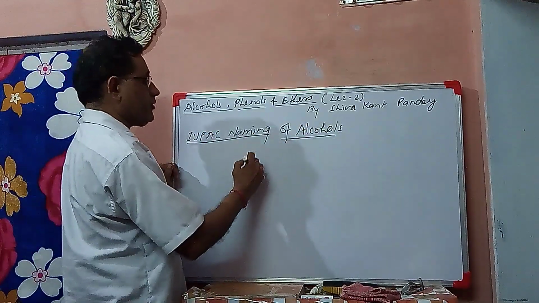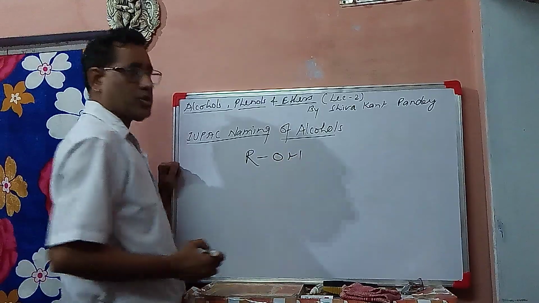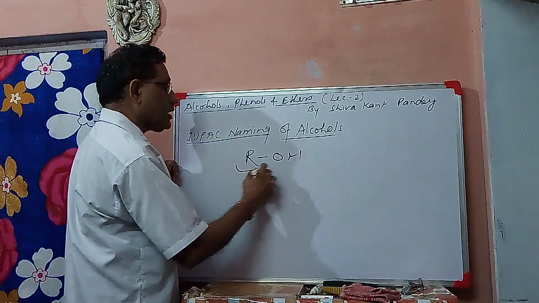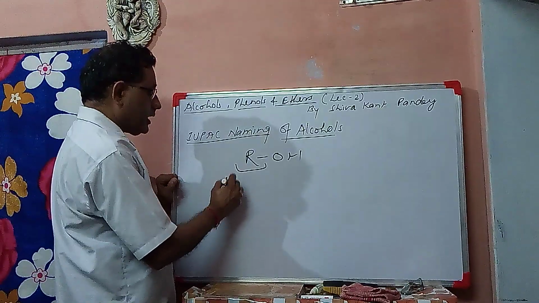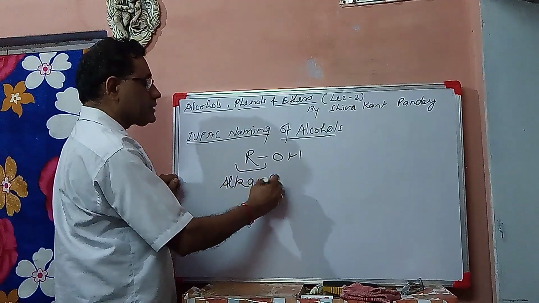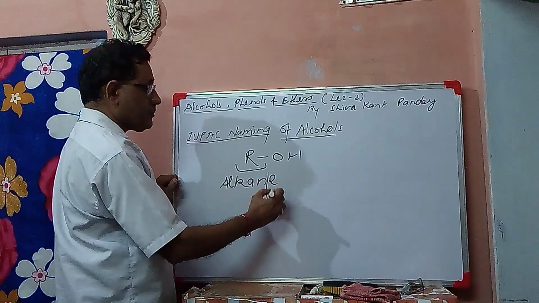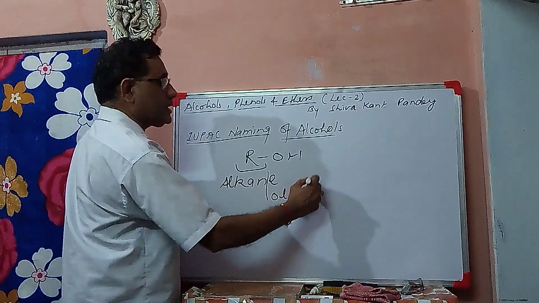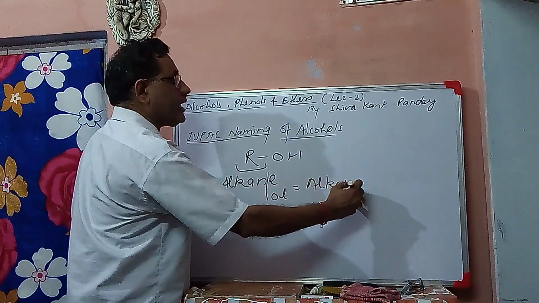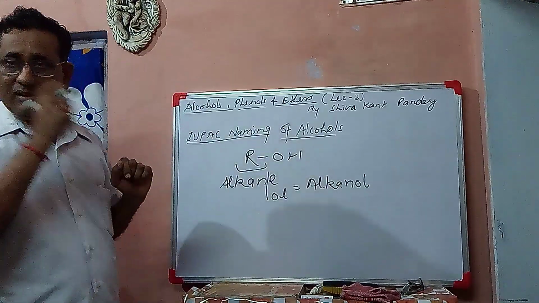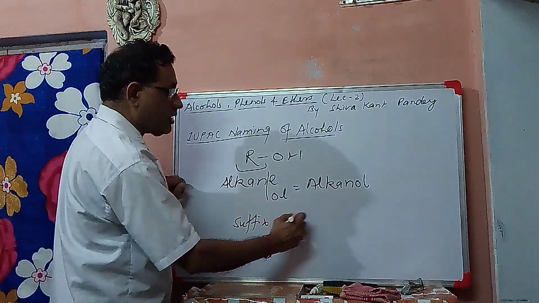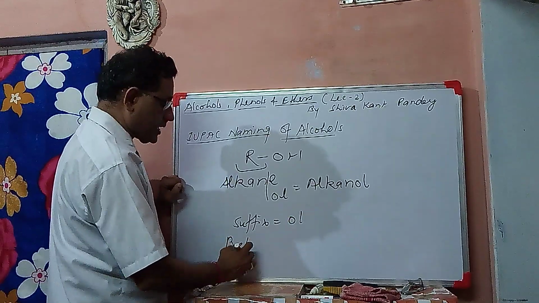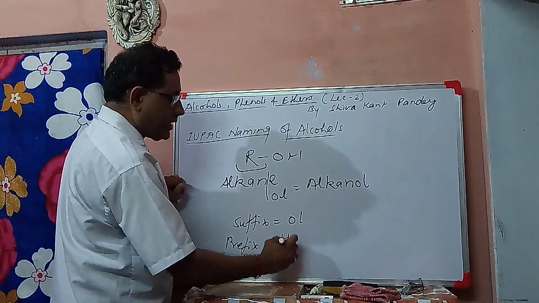You know, the general formula of alcohol is ROH. First you count the number of atoms in the alkyl group and name the alkane and replace E by OL. Their name will be alkanol. Clear? Where the suffix is ol and the prefix is taken as hydroxy.